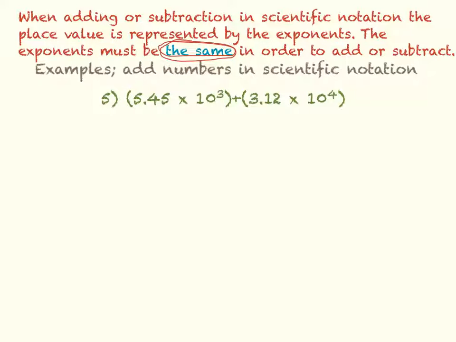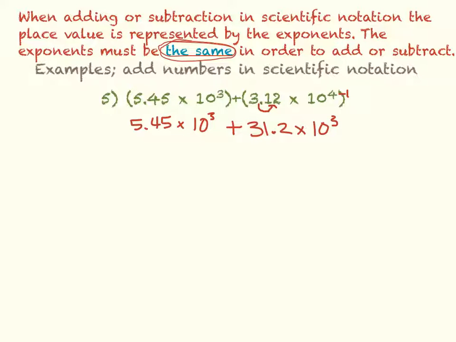So this one, we have 5.45 times 10 to the third power plus 3.12 times 10 to the fourth power. So we need to change one of the exponents to make it the same as the other. So if I choose to change this one, I need to make this a 3. So I need to subtract 1 from my exponent, which means I have to move my decimal 1 spot to the right because I subtracted from my exponent. So now I have 5.45 times 10 to the third power plus 31.2 times 10 to the third power.